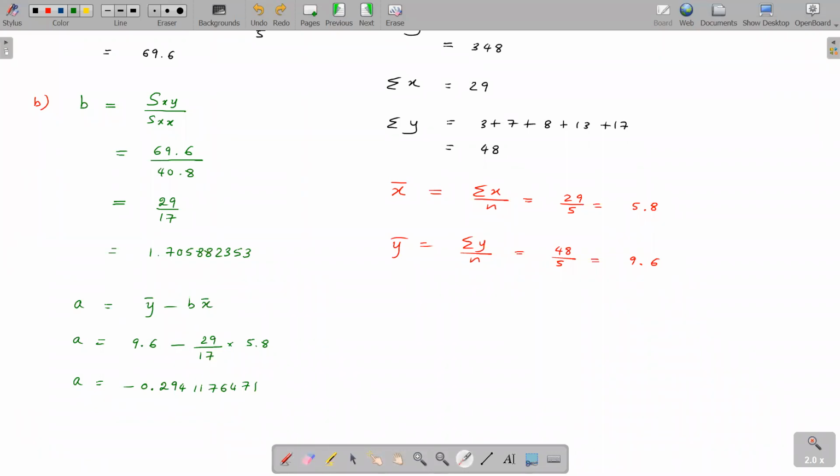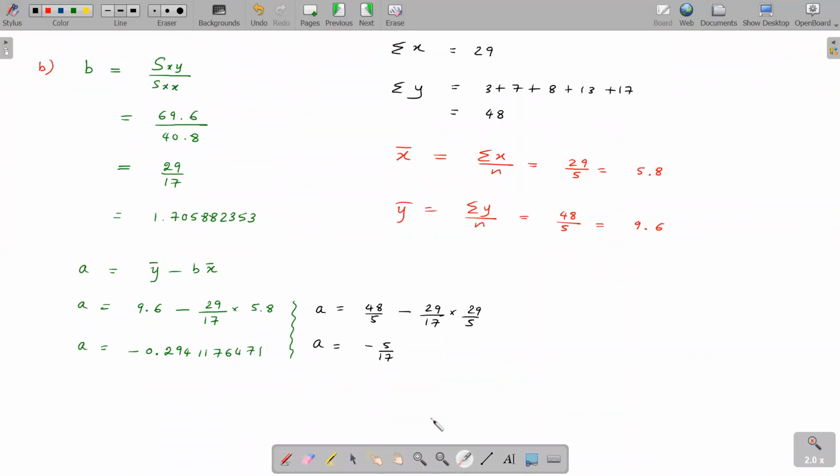All right, guys. I think you get something like this, right? Or else, if you prefer, the calculator gives me a decimal when I type like this. But if you give the fraction answer here, a equals y bar, so instead of 9.6 if you use 48 over 5, minus b, which is 29 over 17, into x bar, 5.8, which is 29 over 5, right guys? If you type like this, I'm able to get the exact fraction answer in the calculator as minus 5 over 17. So minus 5 over 17 is the exact same figure as this decimal. But when I give the decimals in this particular calculator, it doesn't convert to a fraction. Anyway, it doesn't matter which way you do this, the answers are the same. It's better to know the full figures.